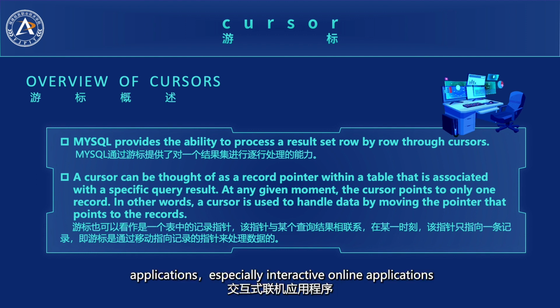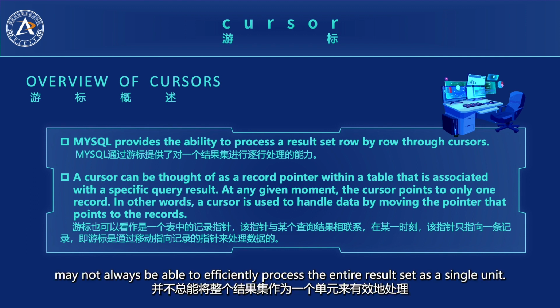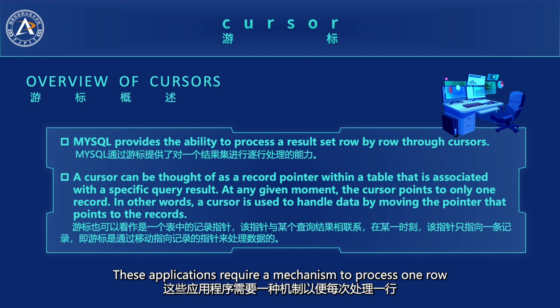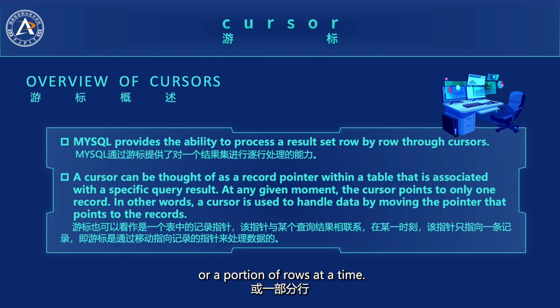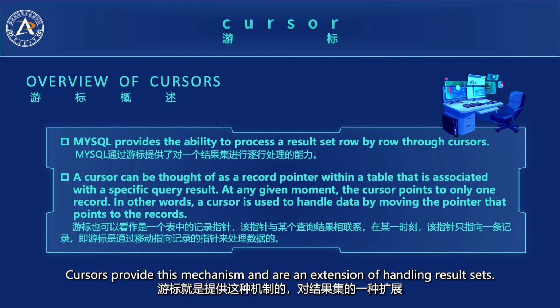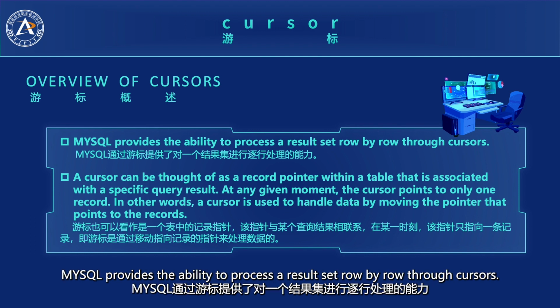However, applications, especially interactive online applications, may not always be able to efficiently process the entire result set as a single unit. These applications require a mechanism to process one row or a portion of rows at a time. Cursors provide this mechanism and are an extension of handling result sets. MySQL provides the ability to process a result set row by row through cursors.